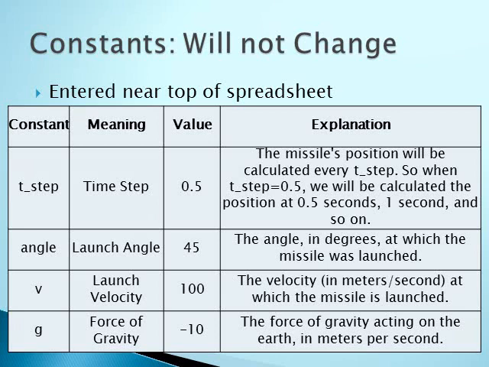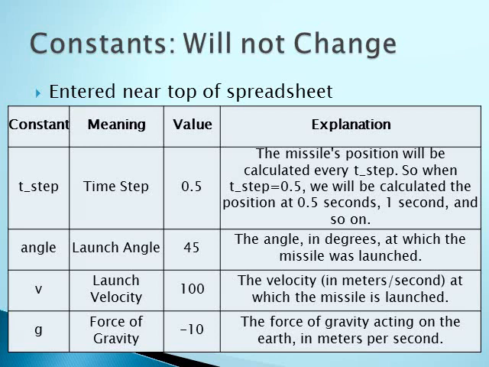Another constant is the angle, which is the launch angle, and it changes. Just as an example, we're going to use a 45-degree angle, which is the angle in degrees at which the missile, or the object, is launched. Another constant is v, which is the launch velocity, which for this is going to be 100, and the velocity is measured in meters per second at which the missile is launched originally.